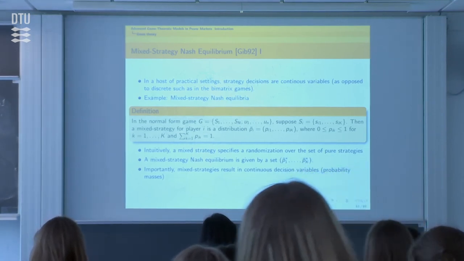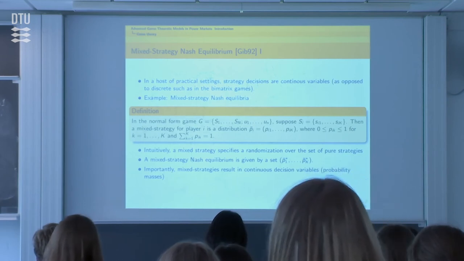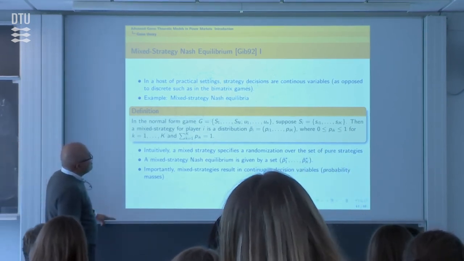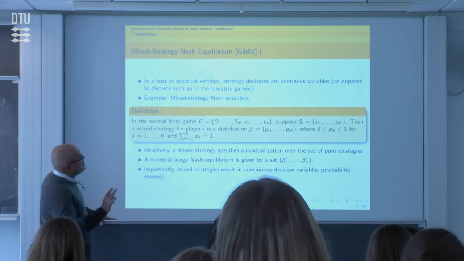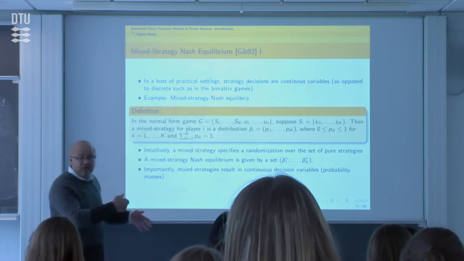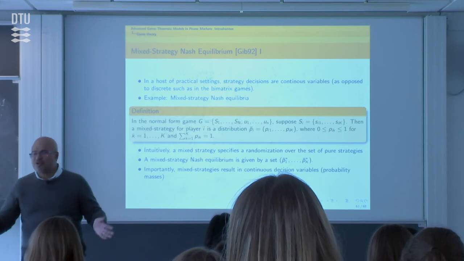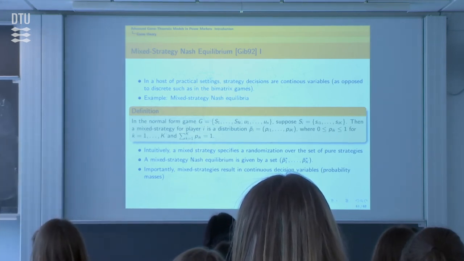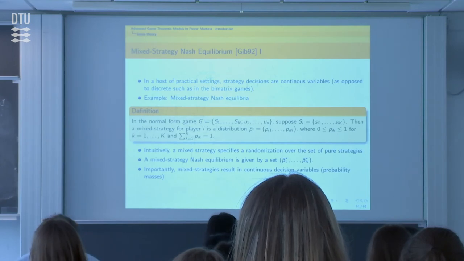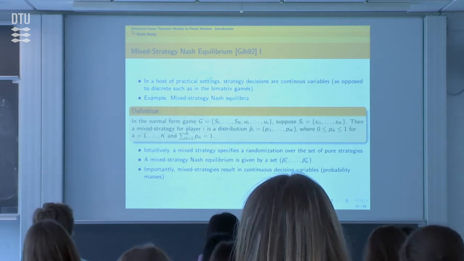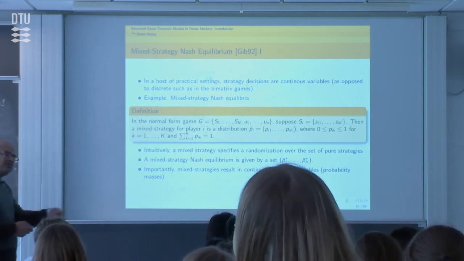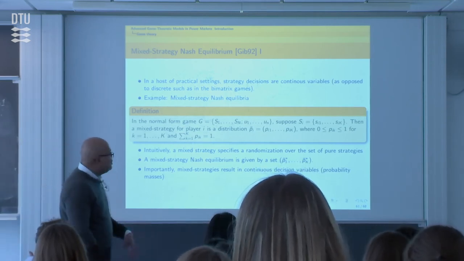But before that, I want to at least define what a mixed strategy Nash equilibrium looks like. So in a host of practical settings, strategy decisions are generally continuous variables, like we had before. How much should you produce? How much flow should you send? Right? But there are settings where you have to decide from a finite set of strategies. Should you commit a generation decision or not? Should you play a particular strategy like Fink versus Mum? What should you do? Right?